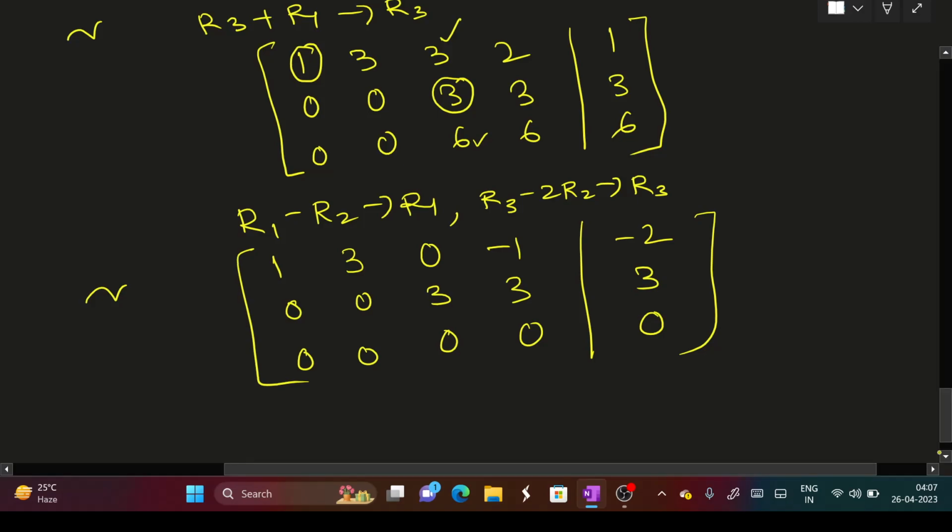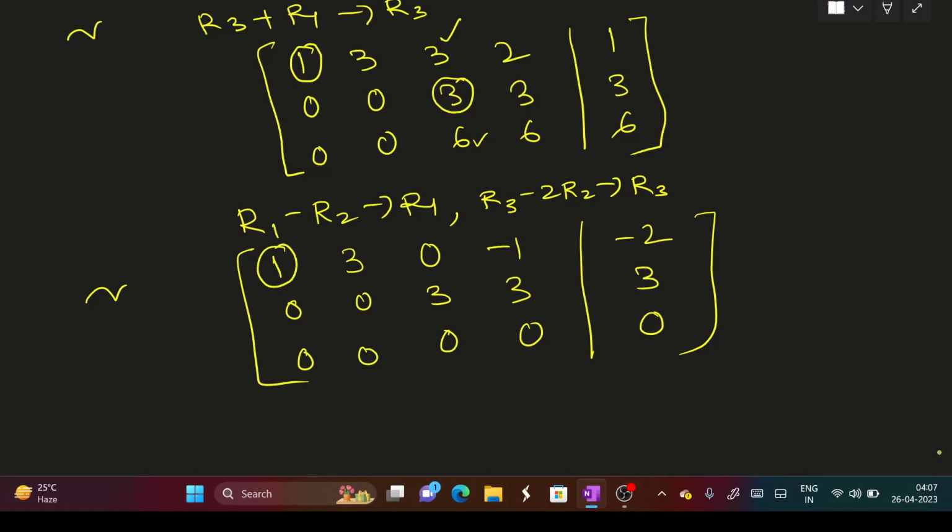So it is a singular matrix. This is a pivot. This is another pivot. But still it is not in row reduced echelon form. One condition is over: in the pivot column, the first column is a pivot column, and no other element is non-zero. Other than the pivot, all other elements are zero in the third column also.